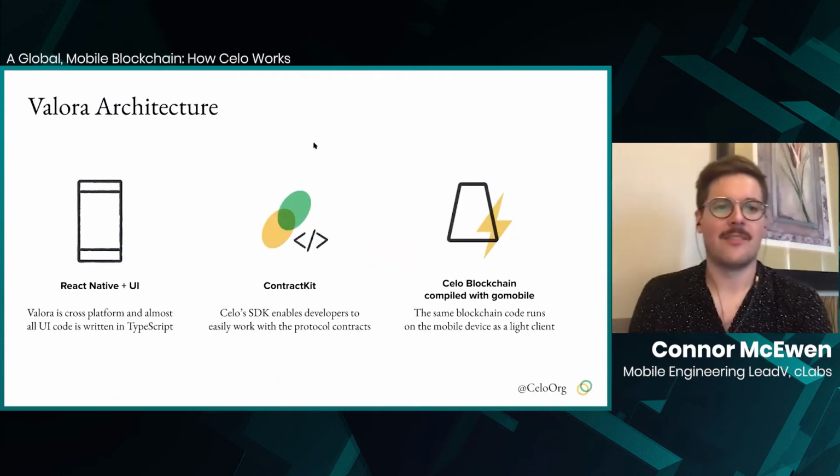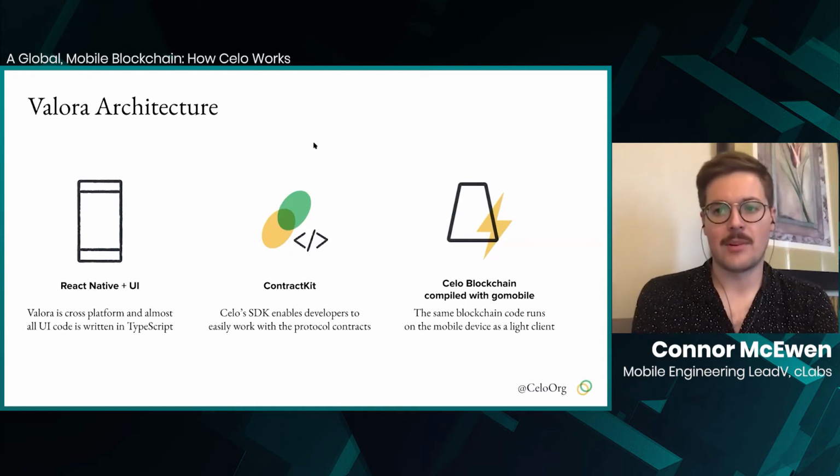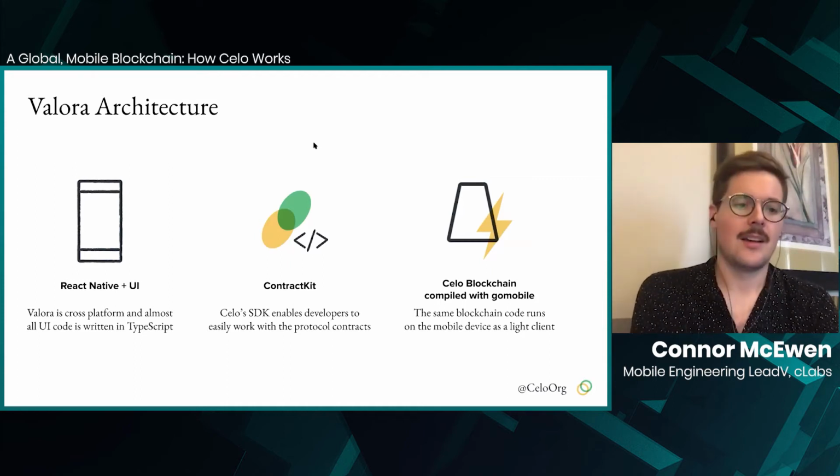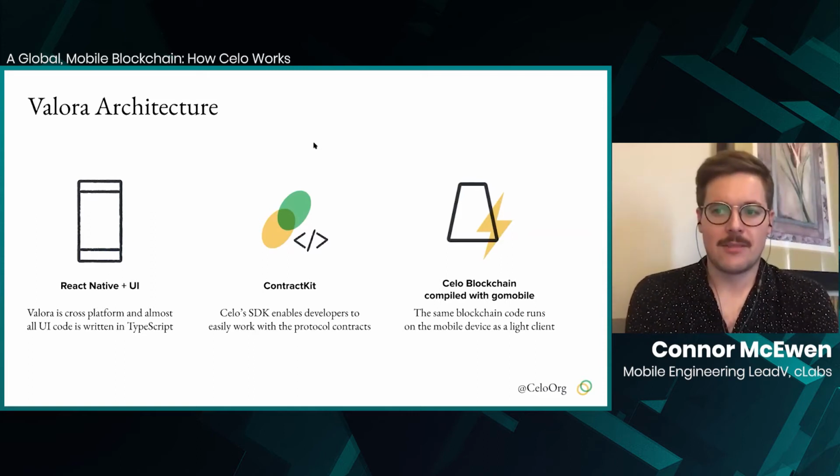So we'll talk a little bit about Celo Architecture. So on the UI level, we use React Native. That enables us to ship the same code to both iOS and Android. All of our UI code is written in TypeScript, which we think provides for more security and an easier developer experience.